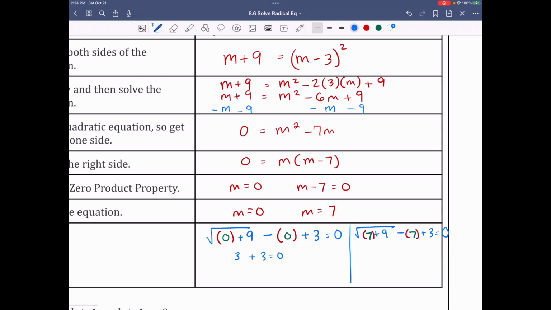Uh-oh. Either I made a mistake or that's not true. Hopefully the other one is true. 9 plus 7 is 16. The square root of 16 is 4. Minus 7 plus 3 equals 0. Oh, thank goodness, that one checks because that is true. 4 plus 3 is 7. 7 minus 7 is 0. That one checks. So the solution is m equals 7 and m equals 0 is extraneous.